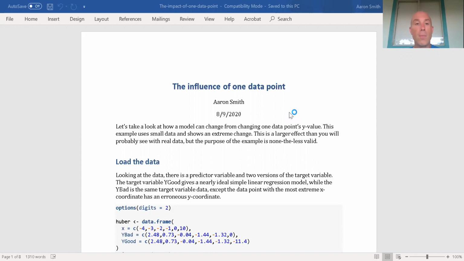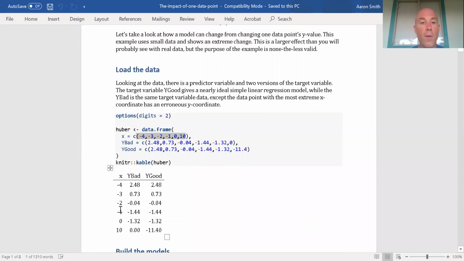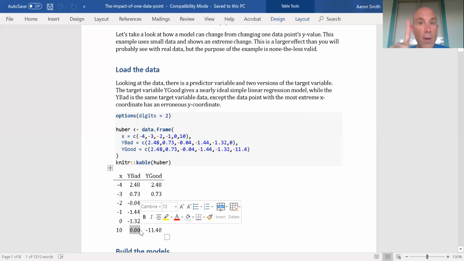Okay, so what we're going to do is take a particular data set. We're going to call this a Huber data set. Here are the predictor variable values. X is the predictor variable. Over here are the Y good values, the target variable values. Everything for Y bad is the same as Y good all the way down the line until we get to the very bottom. Notice that instead of having negative 11.4, we have 0. One value is changed in the data set.